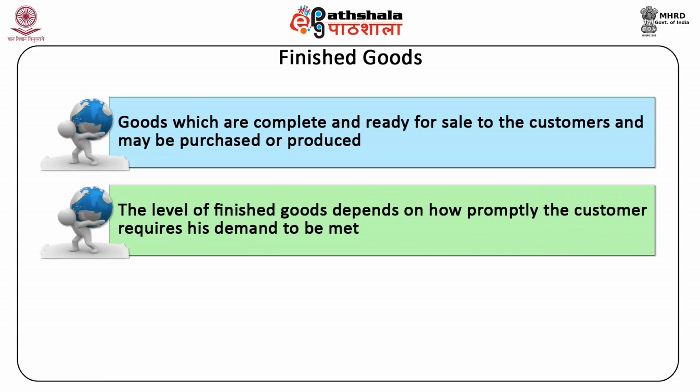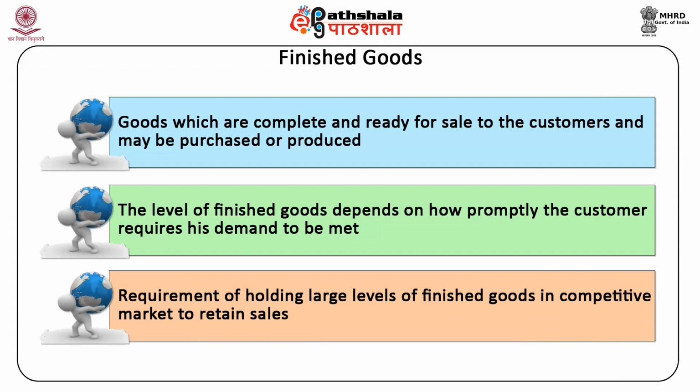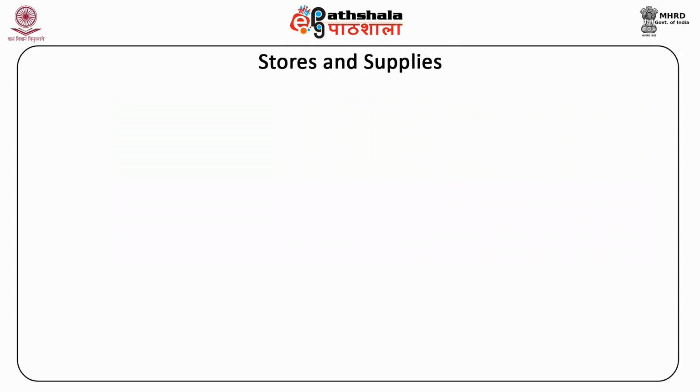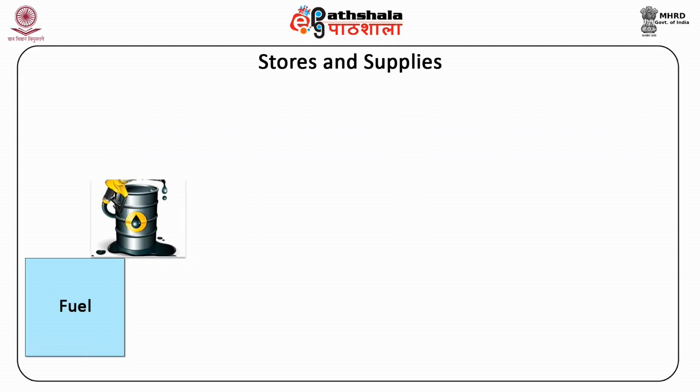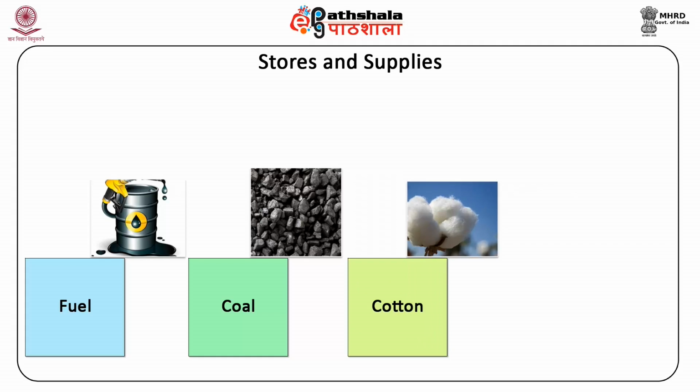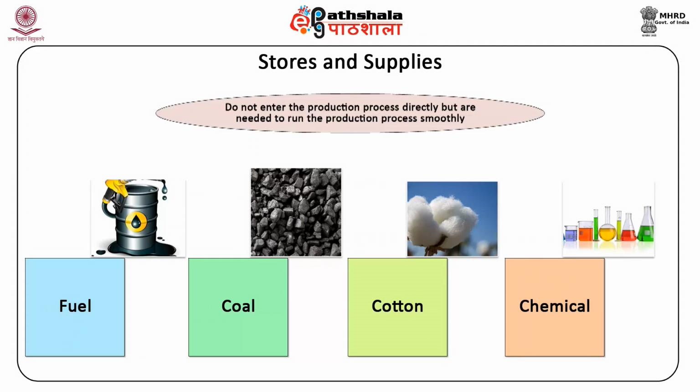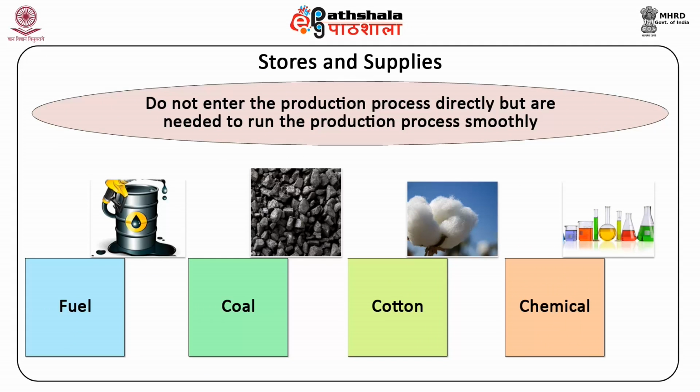The level of finished goods depends on how promptly the customer requires his demand to be met. In competitive markets, the firm must hold large level of finished goods so that it may not lose sales. Stores and supplies. Stores and supplies include fuel, coal, cotton, chemical, etc. They do not enter the production process directly but are needed to run the production process smoothly.